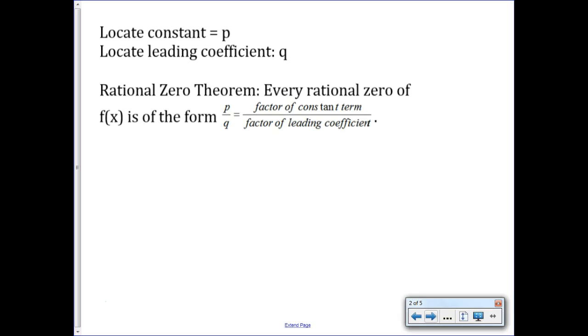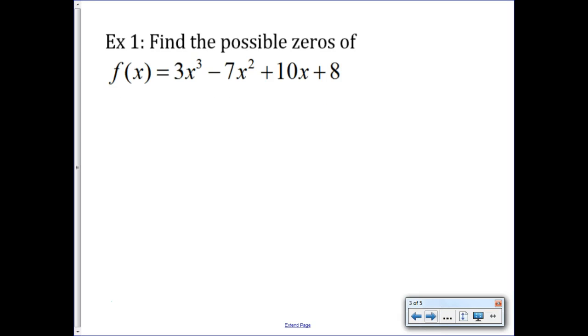Sometimes there can be quite a few, but it does help us to narrow down those options, so we're not trying a million different things to get there.